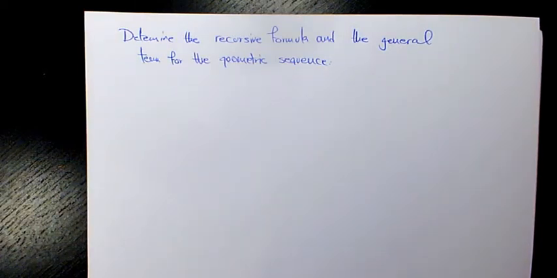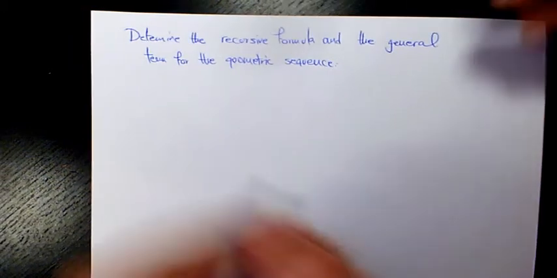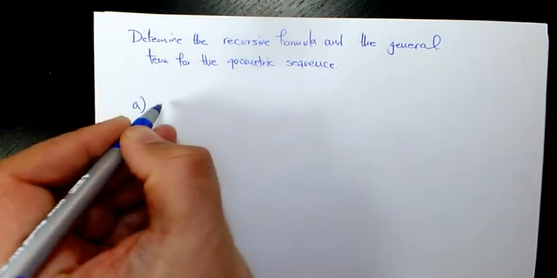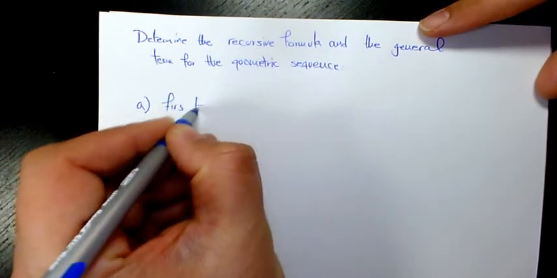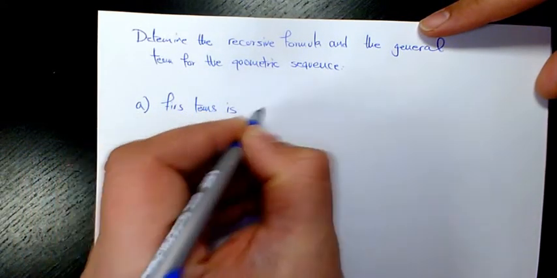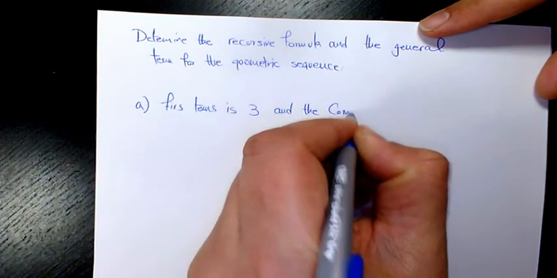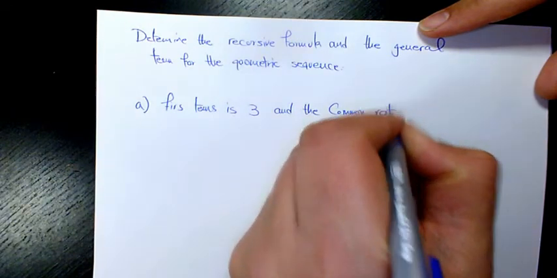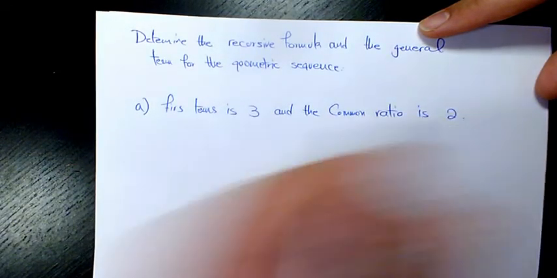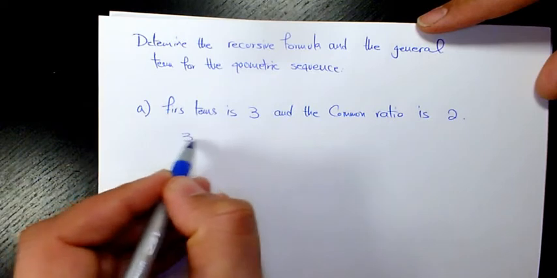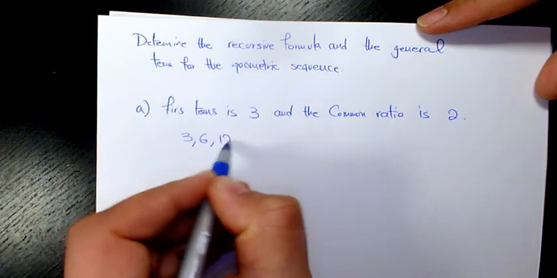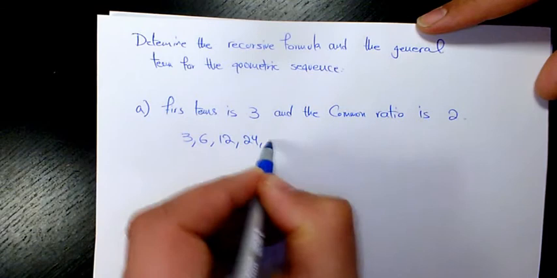Welcome to another video. In this video I want to show you how to determine the recursive formula and the general term for the geometric sequence. First example: the first term is 3 and the common ratio is 2. So that's going to be something like that: 3, 6, 12, 24, and so on.